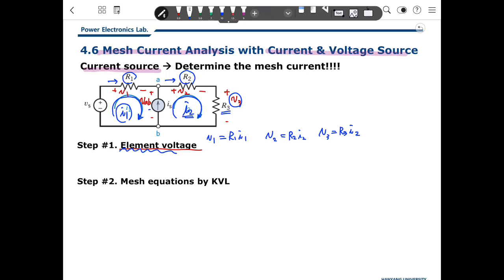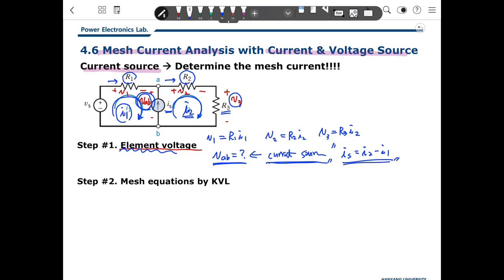Then, we don't know what VAB is. Why? Because that is a current source voltage. So in this case, we should use the characteristic of the current source. Even though VAB cannot be calculated based on Ohm's law, this source gives a very good hint. What is that? IS is I2 minus I1. We should use it here.